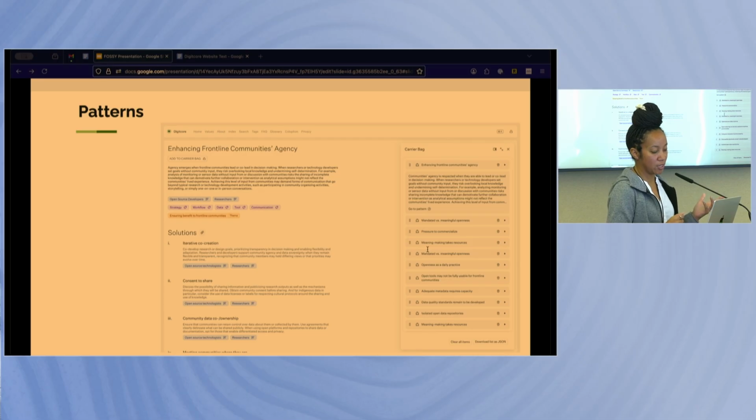This is essentially the same stuff that I shared with you before, but formatted a little bit differently. Across the top is the pattern name. You'll note "add to carrier bag" right below the pattern name, because we also wanted to make sure that people can have their own shopping cart and a toolkit that's completely tailored to them. Even if you've got 10 patterns that apply to developers, maybe only 5 are relevant to you at the moment. So you can save them as you go. I'll show you a little bit more of the carrier bag in a bit.